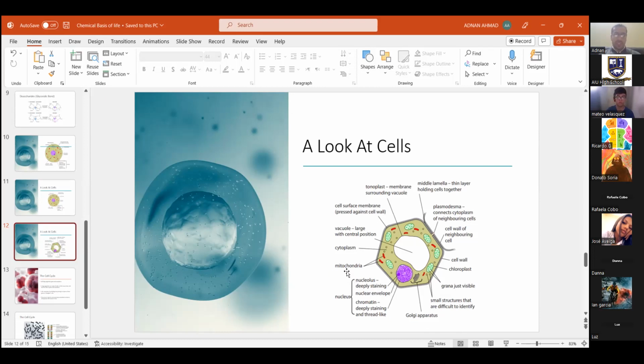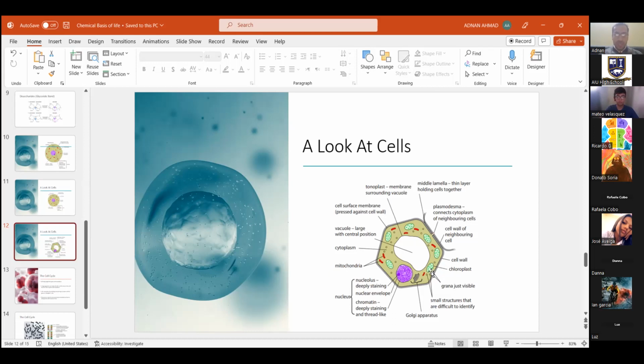Just like an animal cell contains mitochondria, a plant cell also contains mitochondria. Can anyone tell me the function of mitochondria that I just explained? To maximize energy. Excellent. Yes, mitochondria provides energy, and with that energy, the cell can carry out its functions.